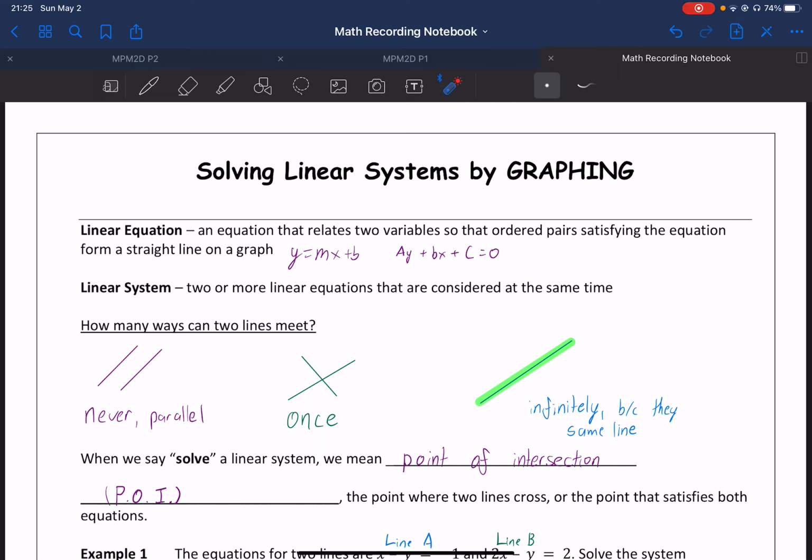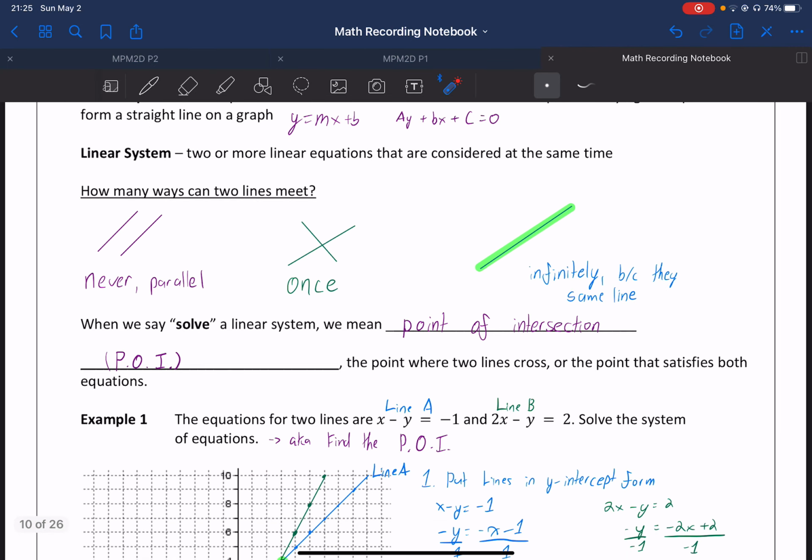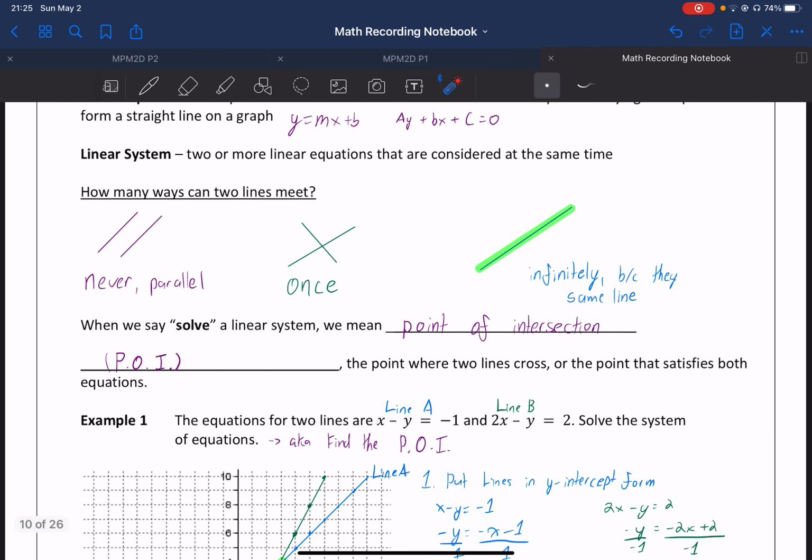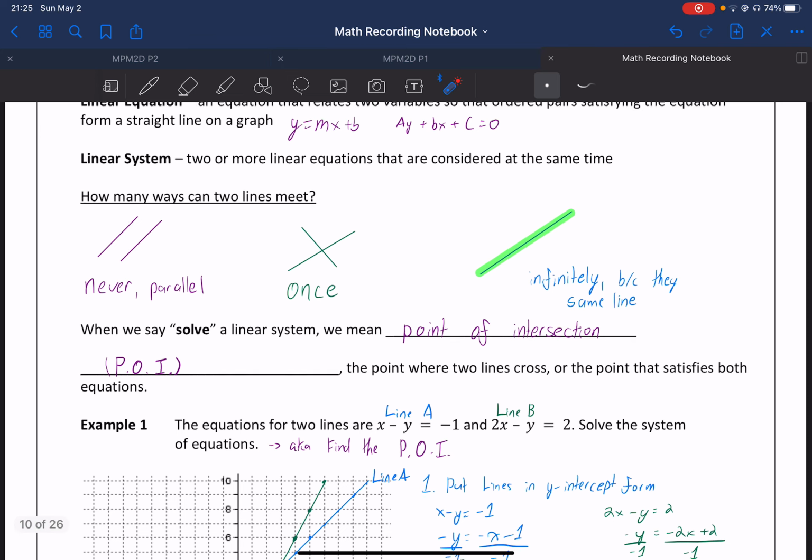Annoying, but doable. Now, a linear system is when we look at two or more linear equations and we consider them at the same time. And usually what we're doing when we are using linear systems is trying to solve for them. And solve means basically finding the point of intersection, or the POI. So it's that point where the two lines cross, or the point that satisfies both equations.